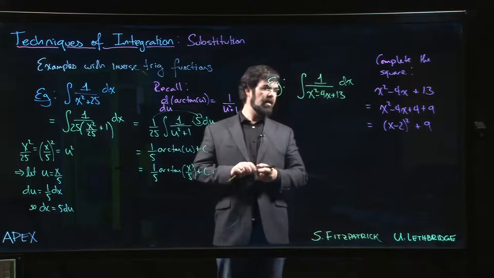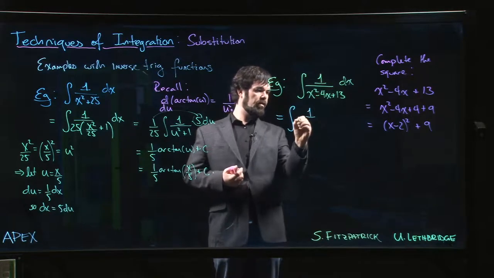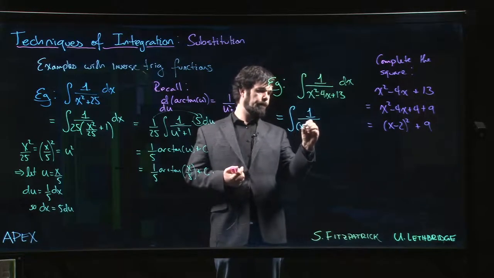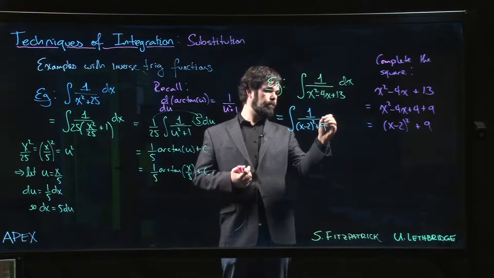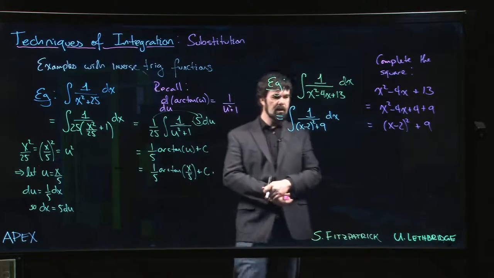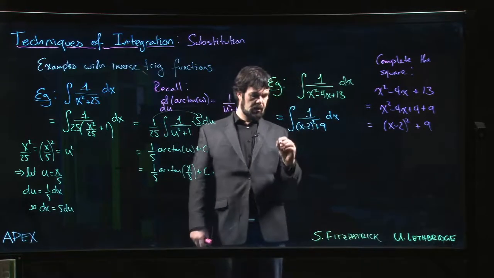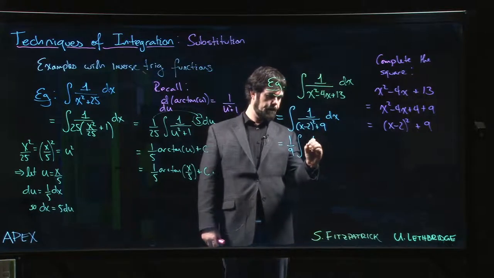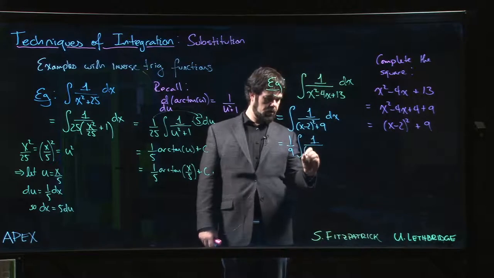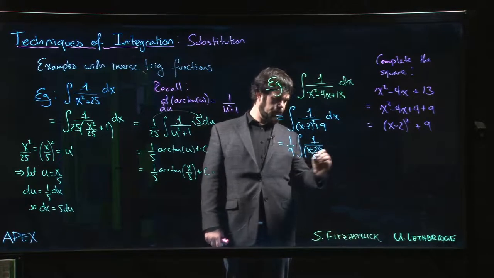So with that realization, we rewrite the integral as 1 over x minus 2 squared plus 9, which is 3 squared. And now this starts to look a little bit more like the one that we just did, right? In fact, what we can do is bring out a 1 over 9 and we can write x minus 2 squared over 3 squared, right?